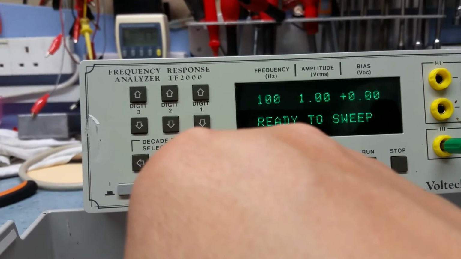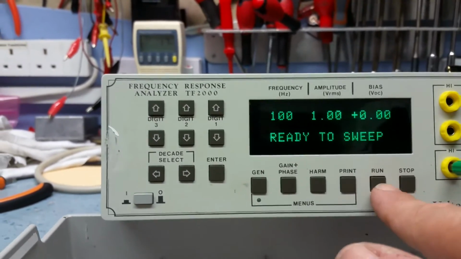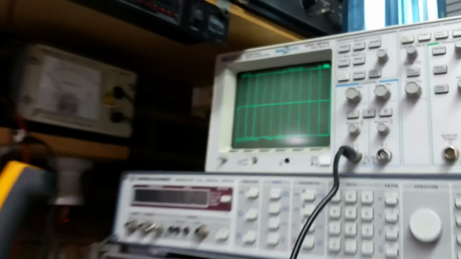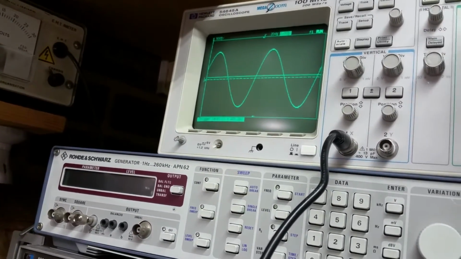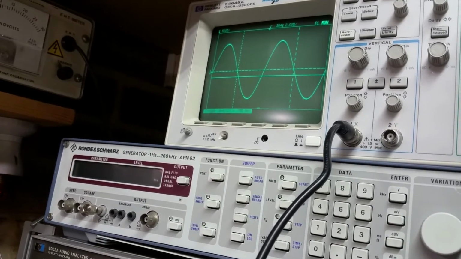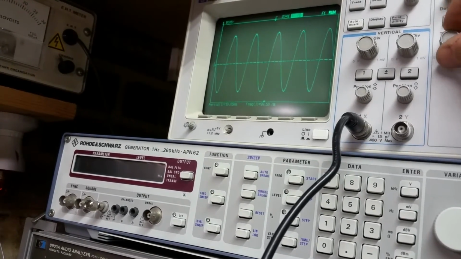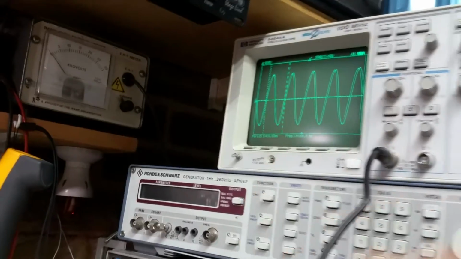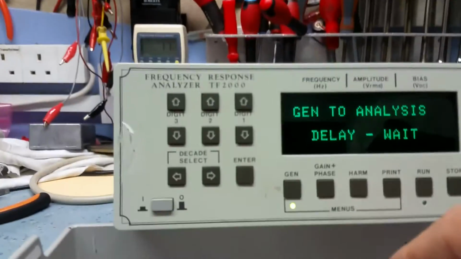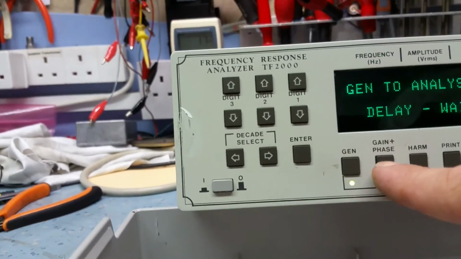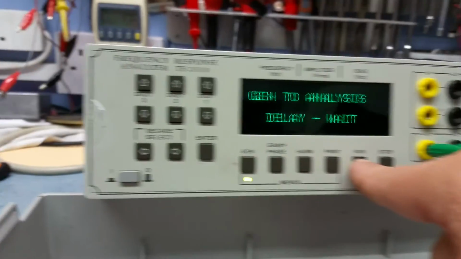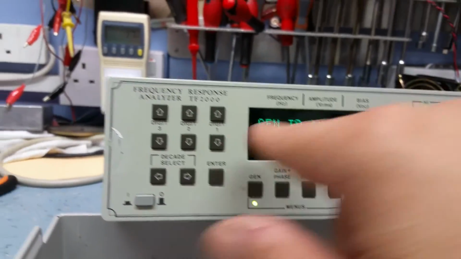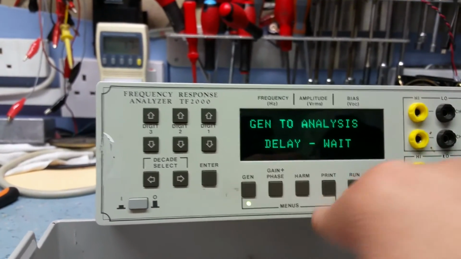So what do I do? How do I sweep? Run. Oh! Got something on the display. We've got a fairly ragged looking sine wave, but we've certainly got an output. So it's doing something. Okay. I really am going to have to read the manual to see what this does. So stop.